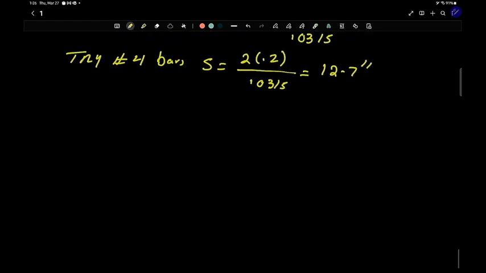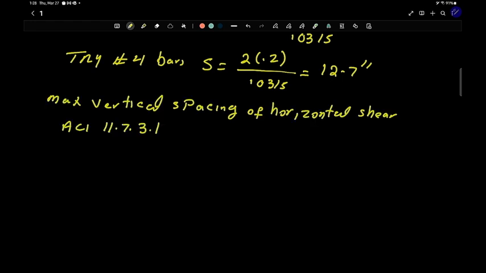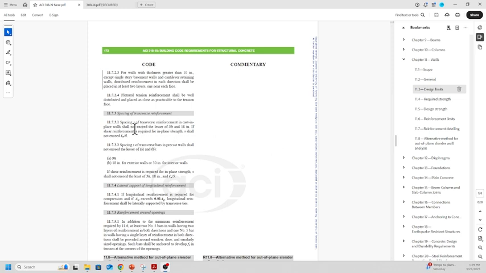And our max vertical spacing of horizontal shear is per ACI 11.7.3.1. Let's look at that code right here. The code says spacing of transverse reinforcement, cast in place, shall not exceed 3 times h, 18 inch, or lw divided by 5. So we're going to try all three of these and see which one is going to control.